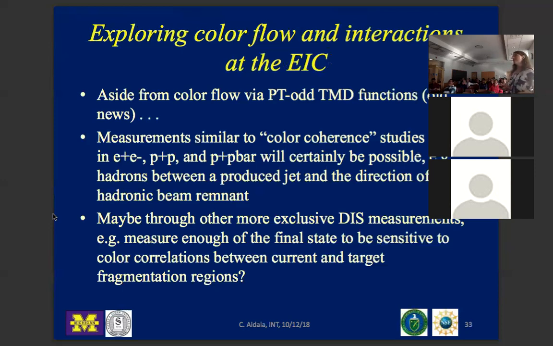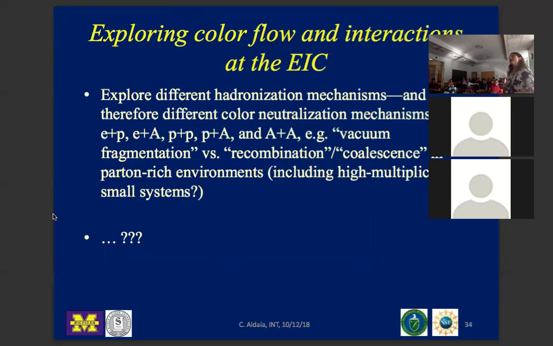Maybe we could learn more through other more exclusive DIS measurements, so measure enough of the final state to be sensitive to color correlations between the current and target fragmentation regions, for example. I think exploring hadronization, broadly speaking, at the EIC will also be relevant if you think of it in terms of color, right? So hadronization is color neutralization, right? So form a hadron, a colorless hadron, from a colored parton or a colored blob, remnant, whatever, right? Even if you're not in a partonic picture, you have to have color exchange going on.